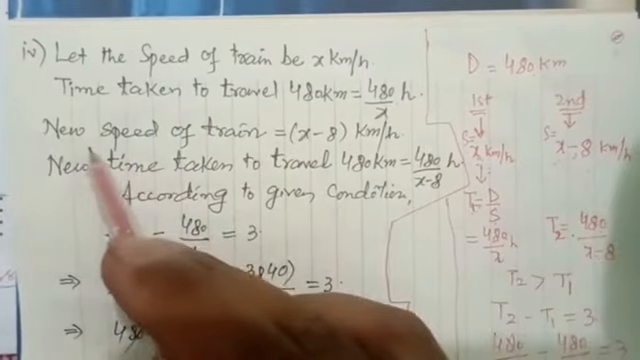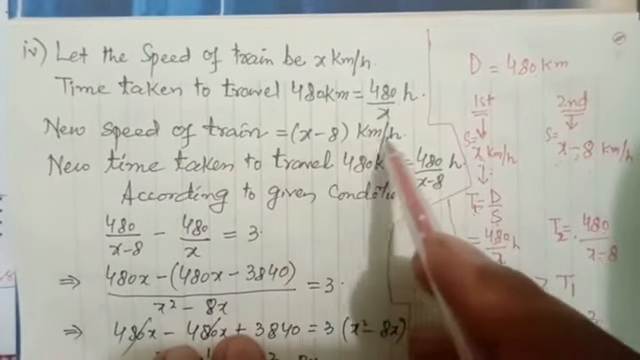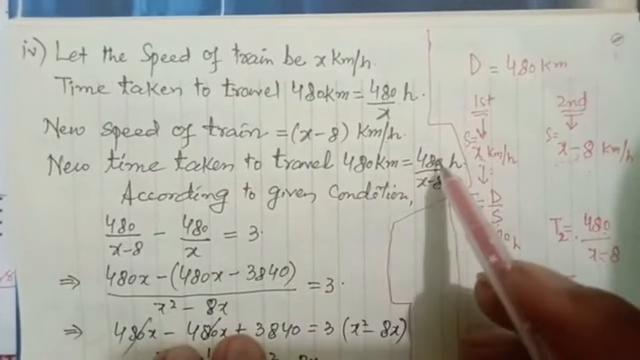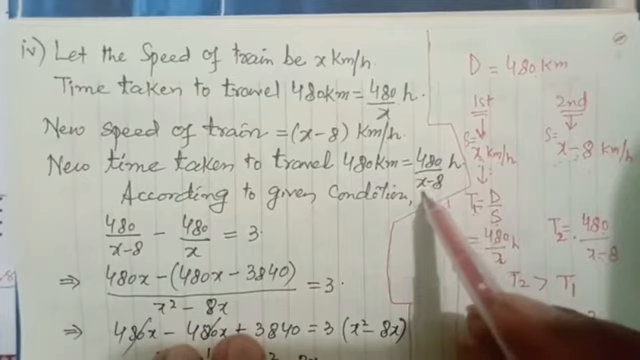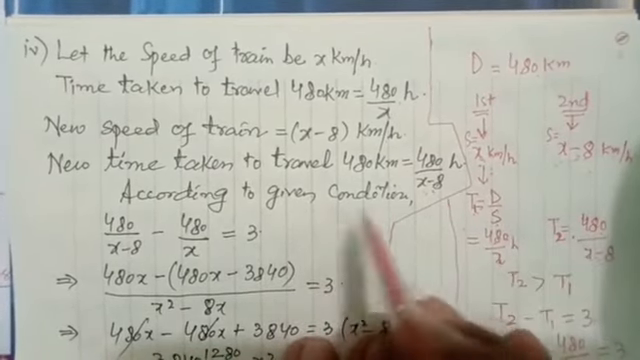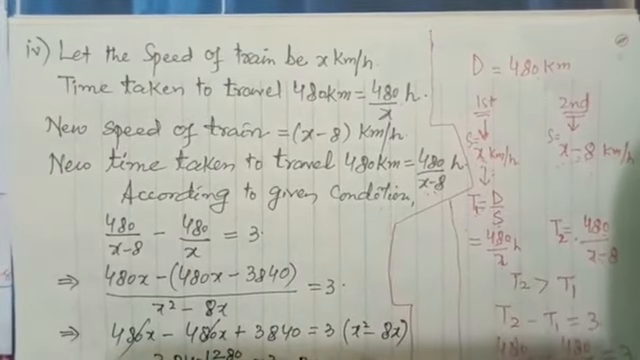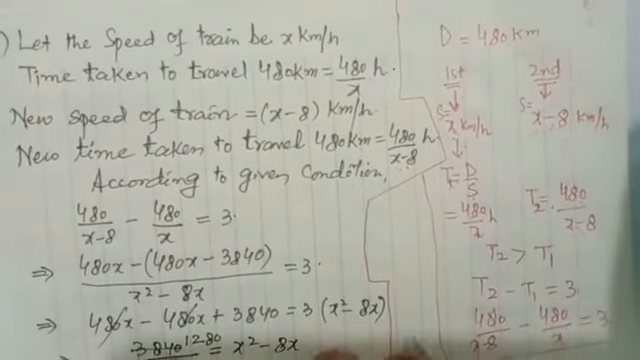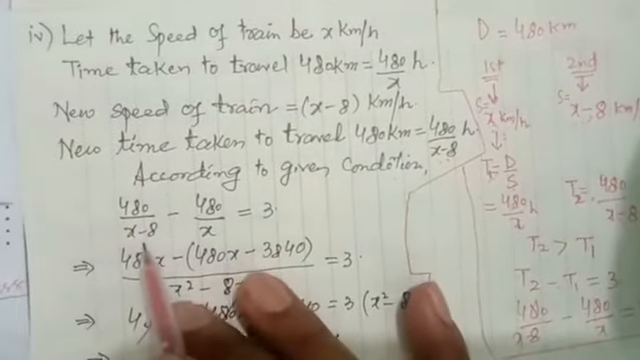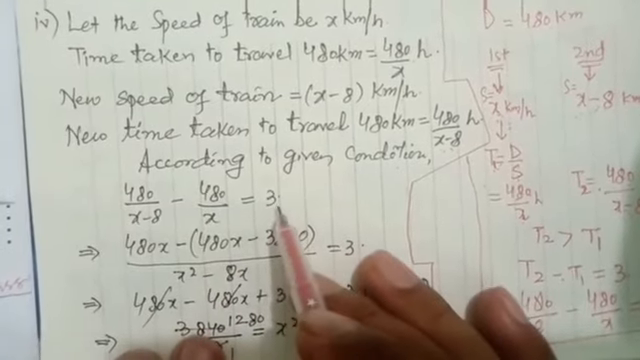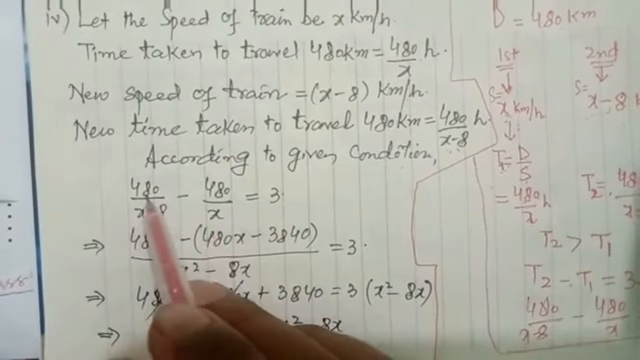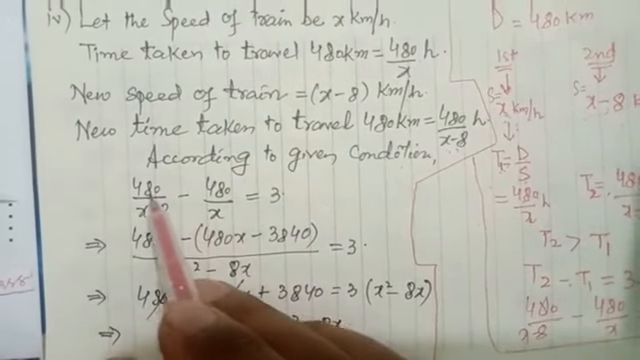In the second condition, new speed of train is x minus 8 kilometer per hour. New time taken to travel 480 kilometer will be distance by speed, that's 480 by x minus 8, as I earlier explained here. According to given condition, T2 minus T1 is equal to 3. There is a gap of 3 hours that I have explained here. So I wrote here 480 by x minus 8 minus 480 by x is equal to 3. Now I will solve it. See here, I will do cross multiplication, x into 480 is 480x.